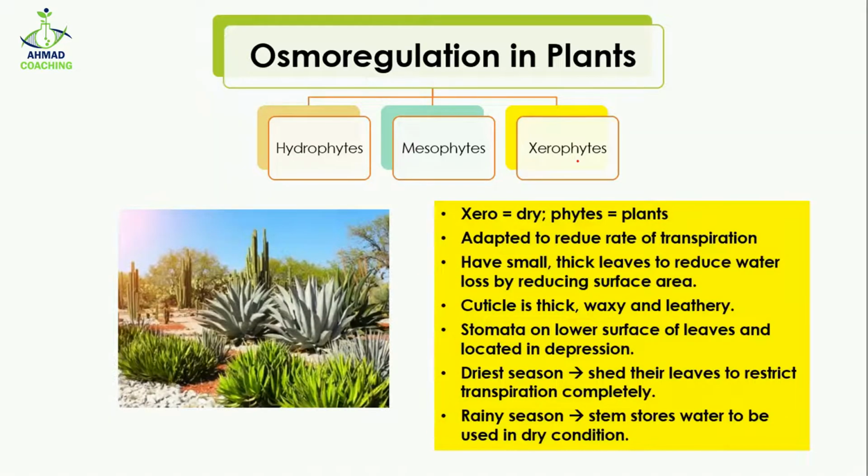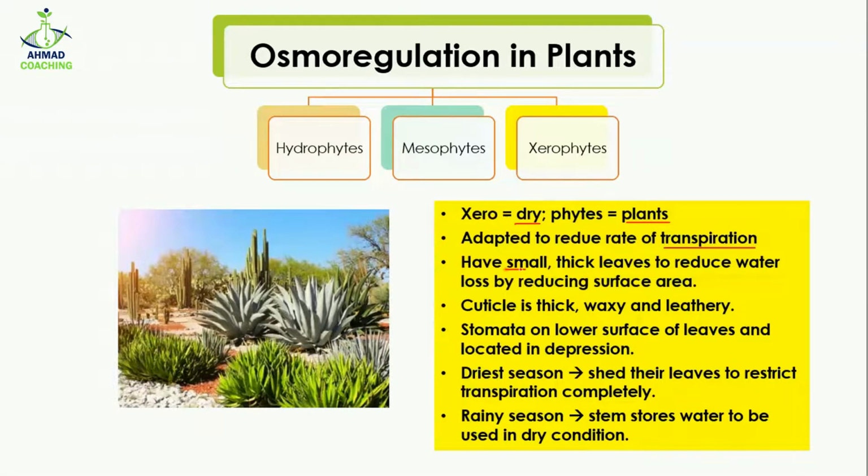The last one is xerophytes. Here xero means dry and phytes means plants. Xerophytes are the plants which are adapted to the dry or desert environment. They are adapted to reduce the rate of transpiration. When the rate of transpiration is reduced, it means they conserve their water and their water is not lost in the form of vapors.